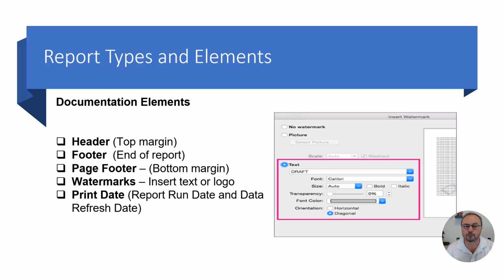Now, watermarks are something we would add that would be a logo or some kind of text. This is generally going to be at the bottom of the report, or commonly, if you want to make sure that if it's made public, you don't want it to be easily copied, so you put it basically diagonal across the report. And then printing. You need to have the report run date or a refresh date added to that.